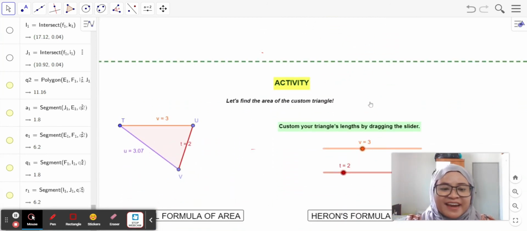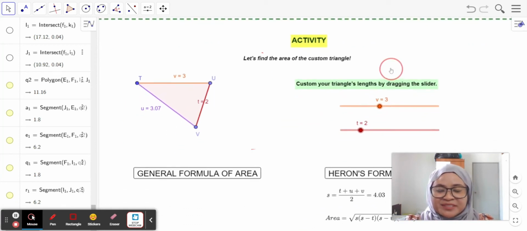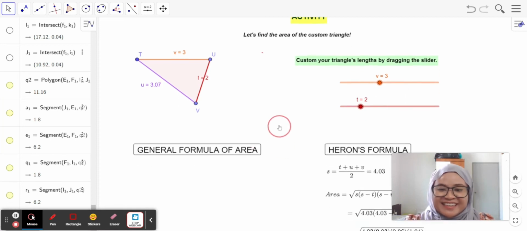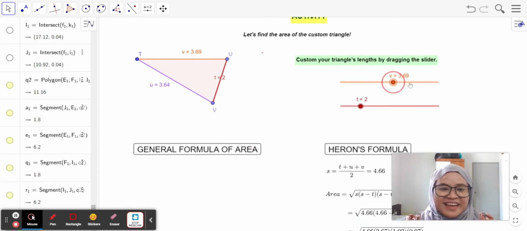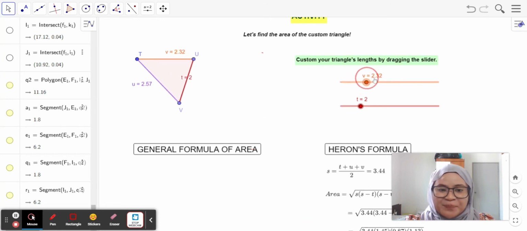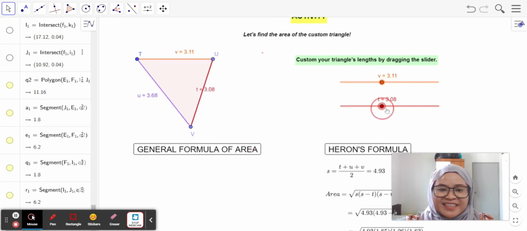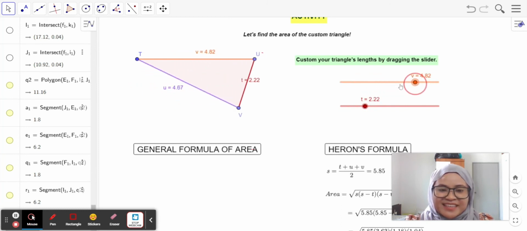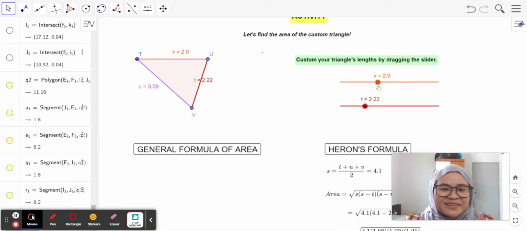Let's find the area of the custom triangle. It's very interesting since I'm using GeoGebra. You can see you can customize your own triangle lengths by dragging the slider. So it is very interesting, right? You can slide any value that you want, and you can see it changes your triangle from a small one to a big one. You can play with your slider like this.